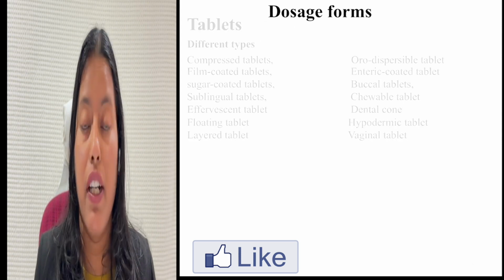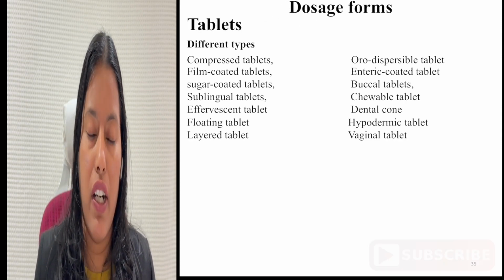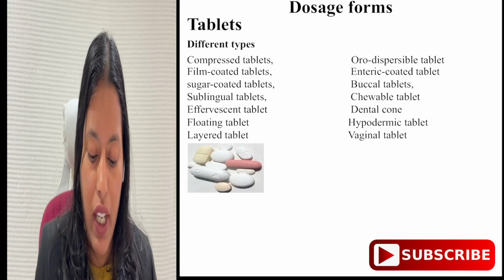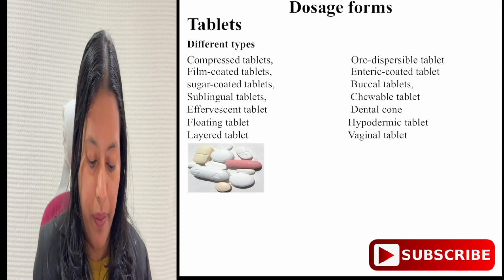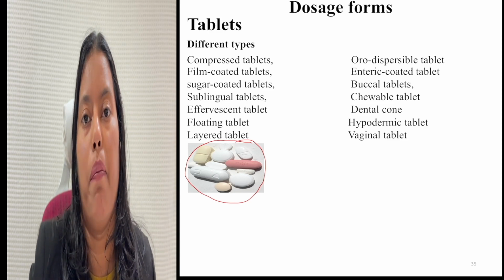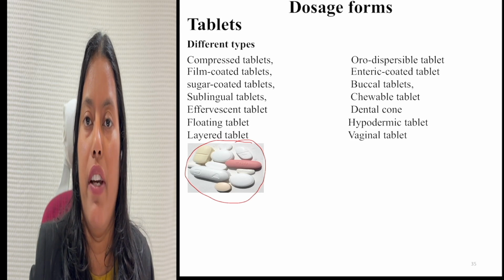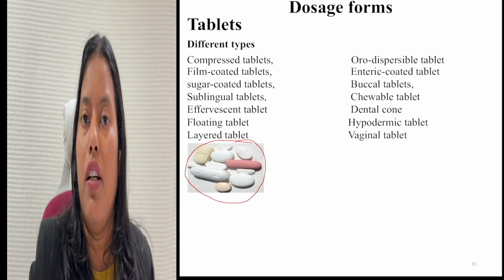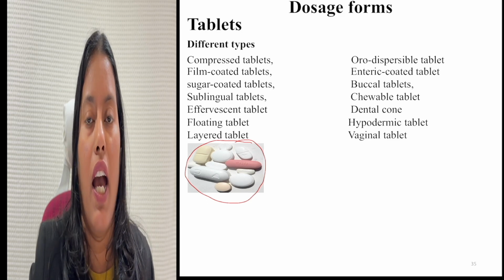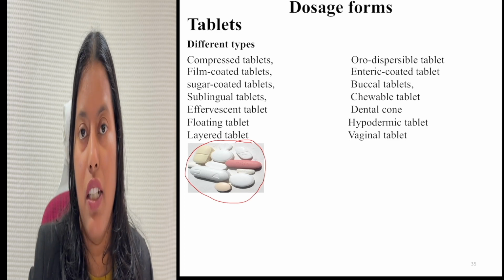Now there are various different types of tablets which you can see. So what are the different tablets? First you have the compressed tablet. In this diagram you can see various compressed tablets. These compressed tablets are prepared by the compression of granules or powders, and they can be of various shapes, maybe circular, triangular, or rectangular, and they vary in their capacity.